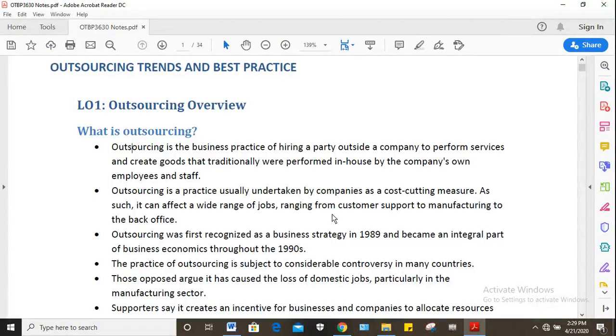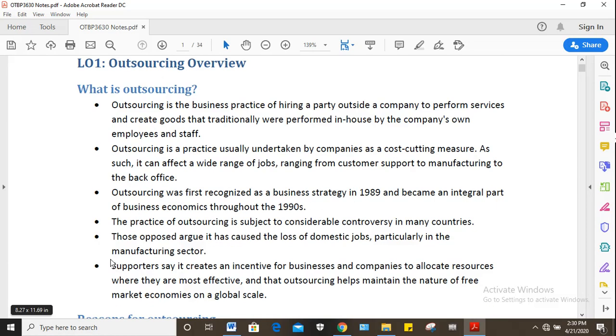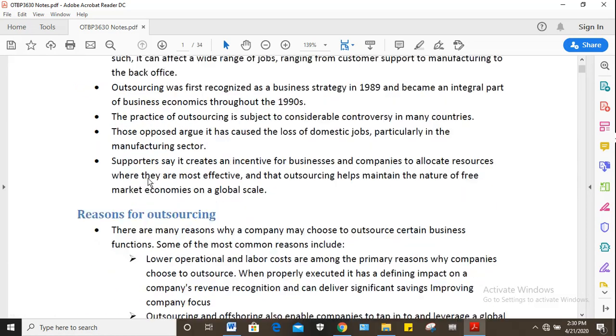The first thing in the first learning outcome is to understand what outsourcing is. So this is the definition of outsourcing. It's a business practice of hiring a party outside a company to perform services and create goods that traditionally were performed in-house by the company's own employees and staff. So in other words, the company picks up something that they think they can just ask someone else to produce, or a third party in this case. When that happens, that's what we call outsourcing. So this section goes at length to give you more details regarding that.